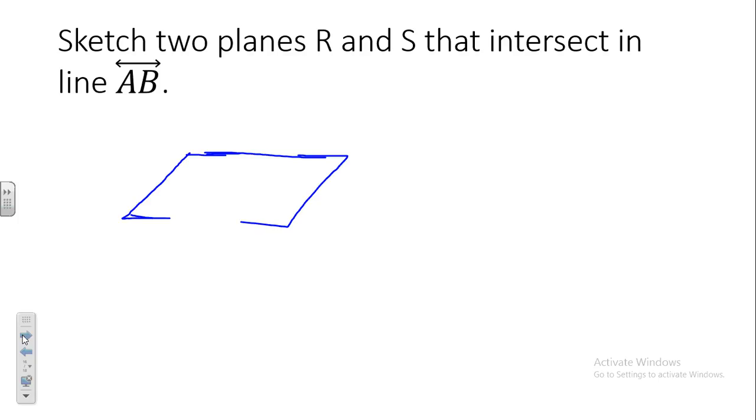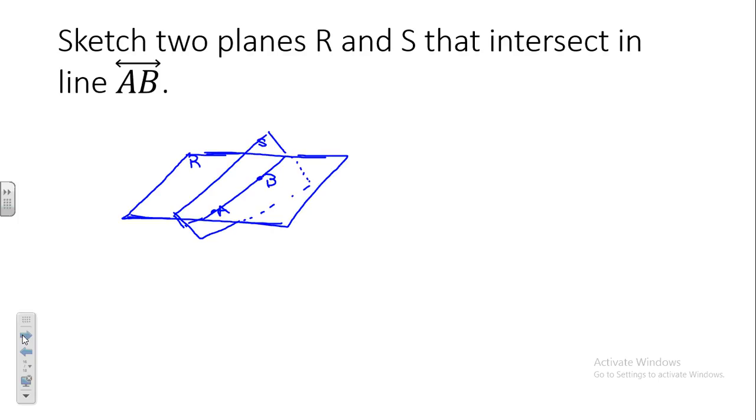If you want to see how I cheat and how I will let you cheat, I'll let you draw extra. Does that kind of look right? It's supposed to be this book that I'm holding up. Okay? R and S intersecting at line A and B. It does not look right, does it?